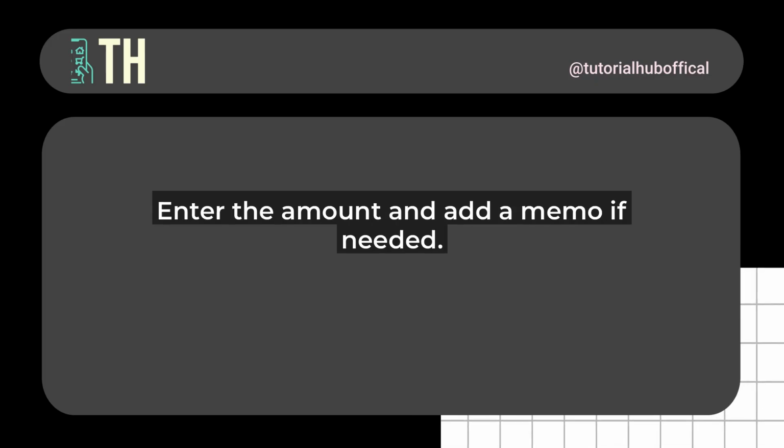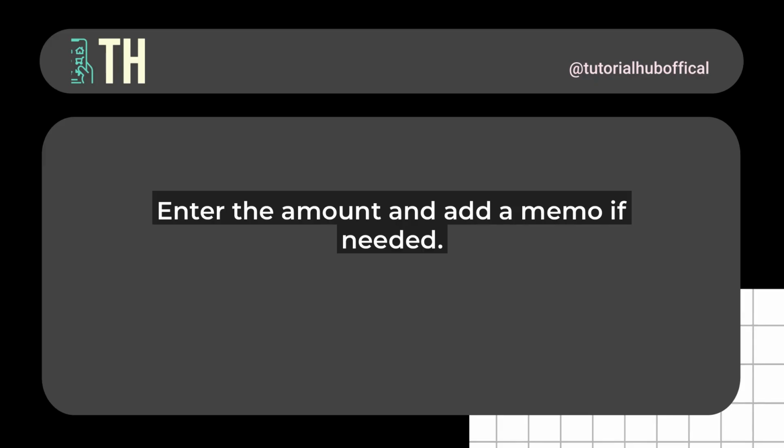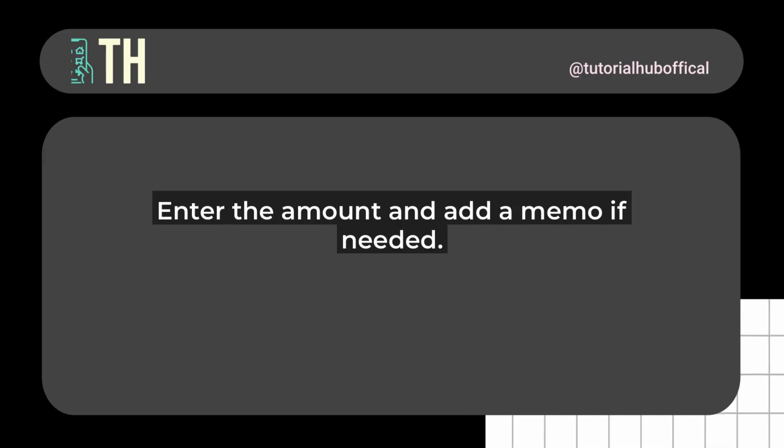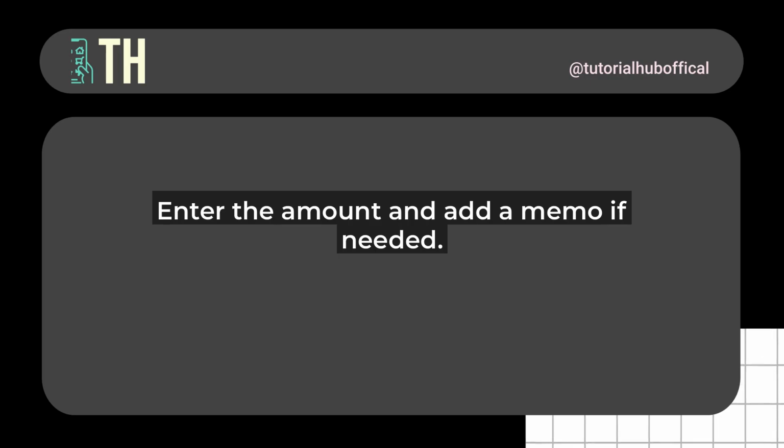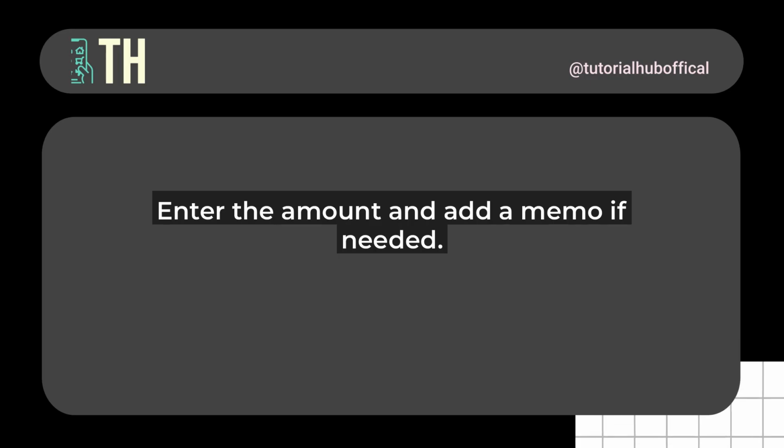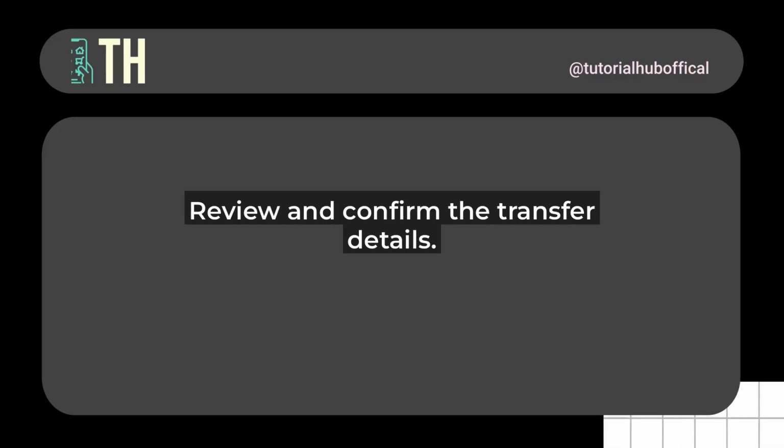Next, specify the amount you want to send and add a memo or description if needed. It helps with tracking. Bank of America might ask you to verify the transfer through a code sent to your phone or email, so keep an eye on that. Once verified, review the details one last time and hit Confirm. Your ACH payment is on its way.